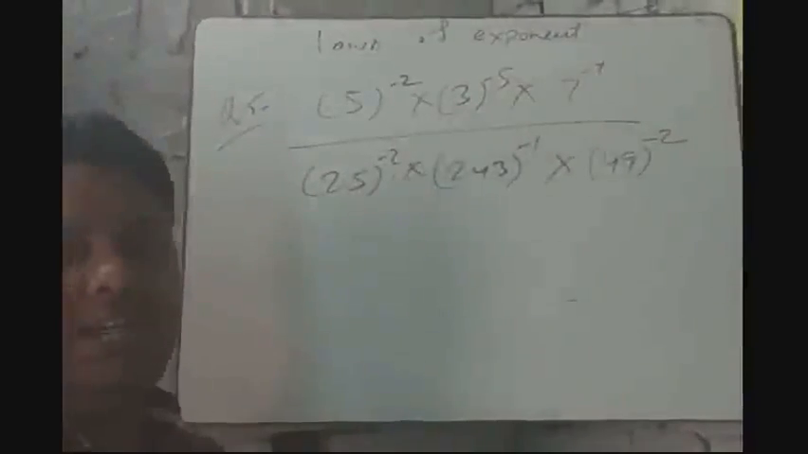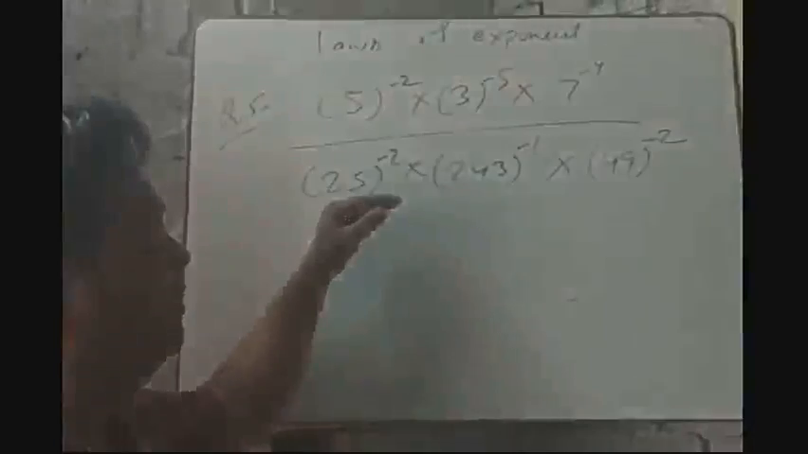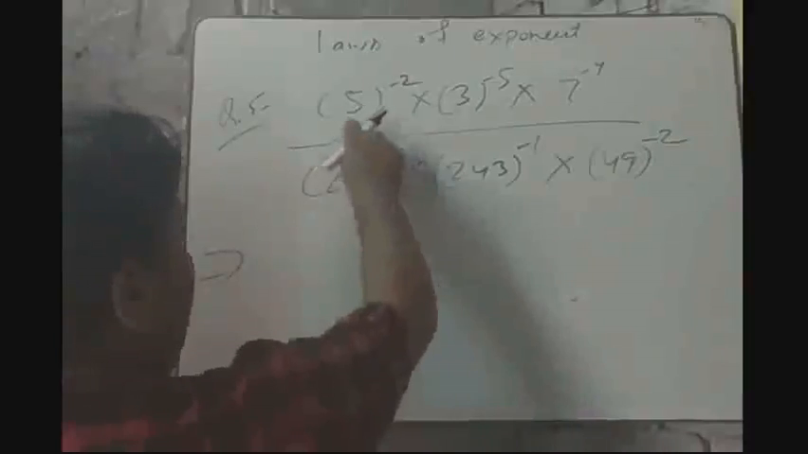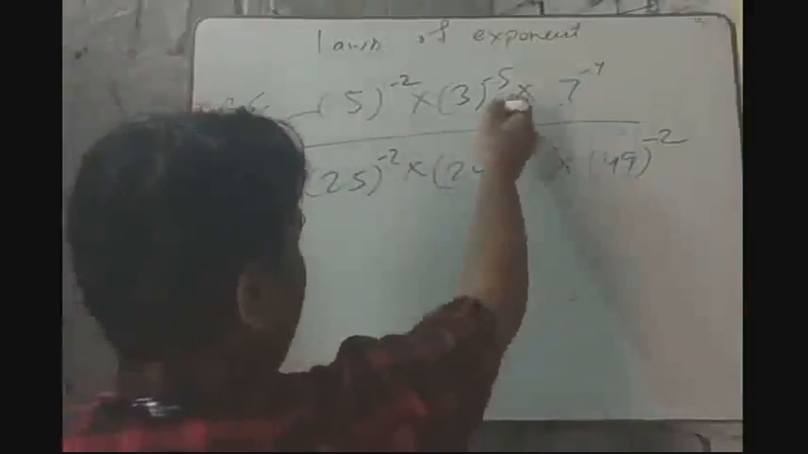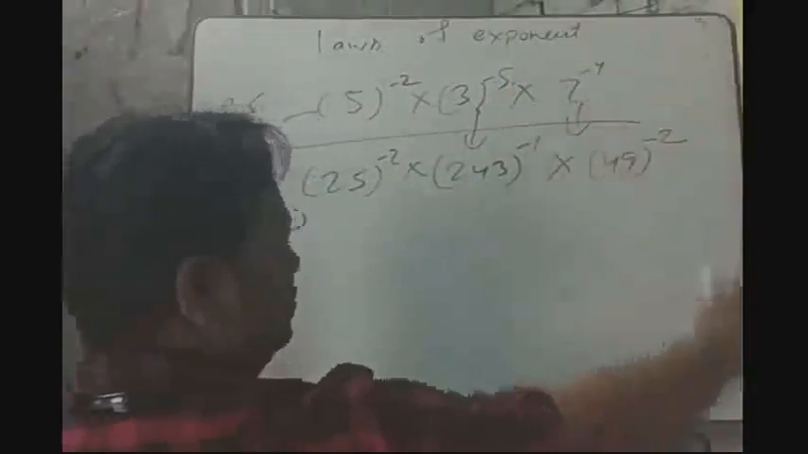Here, as I have explained to you that if any number has negative exponent, then we will take the reciprocal. That is, the position of numerator and denominator will change. That is, numerator value will go in denominator and denominator value will go in numerator. That is, we can write it has 5 to the power minus 2. So this will go downside. 3 to the power minus 5, this will also go downside. 7 to the power minus 4, it will also go downside.